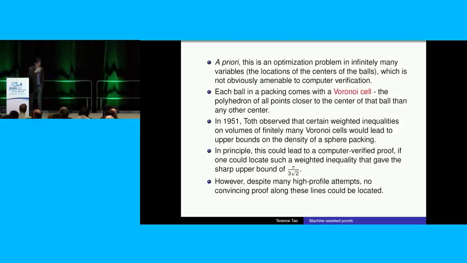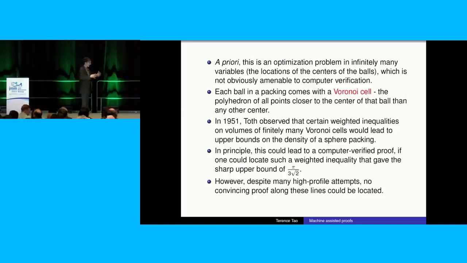Each sphere has a different location, and there's an infinite number of spheres. So you're trying to prove an inequality involving an infinite number of variables, involving solving an infinite number of constraints. So it doesn't immediately lend itself to computer verification. But even in the 50s, it was realized that possibly this could be done by some sort of brute force computation. And so Toth proposed the following paradigm.